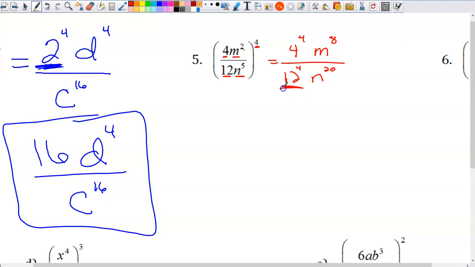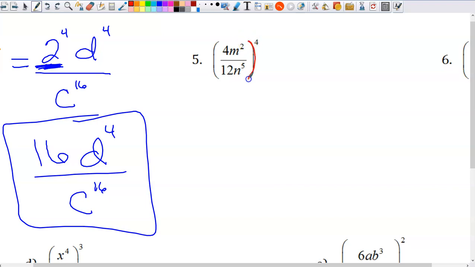Well, when I have to evaluate that, 12 to the 4th is some gigantic, ugly, nasty number. 4 to the 4th is still not that friendly, and when I'm done with that, I would then have to go reduce whatever those 2 ugly numbers are. And that doesn't sound like fun. So, what can we do instead? Reduce first if you can.